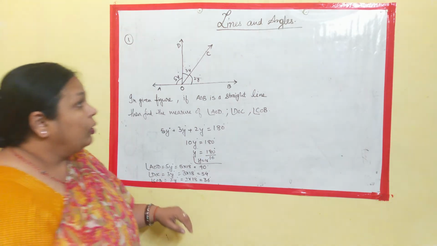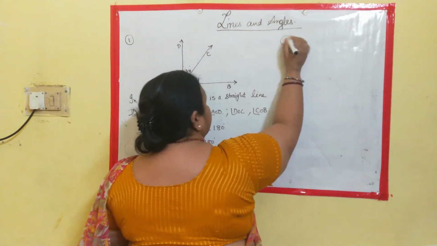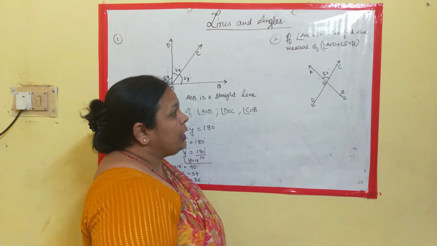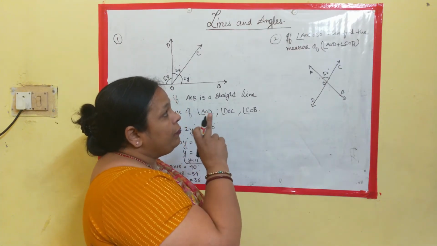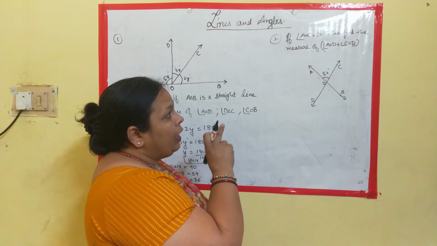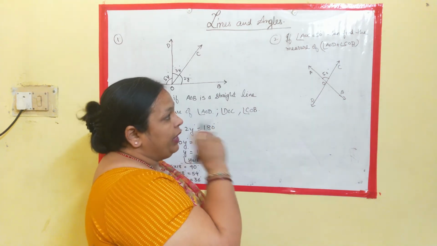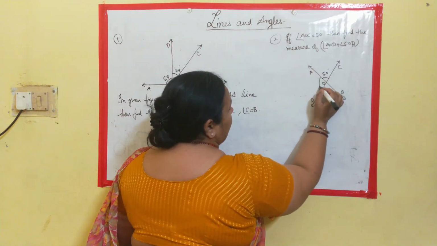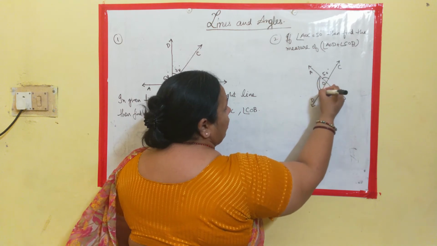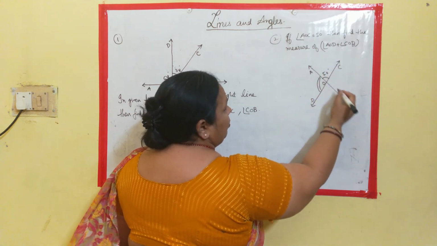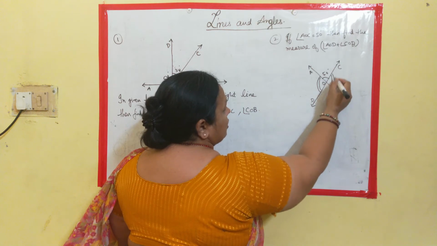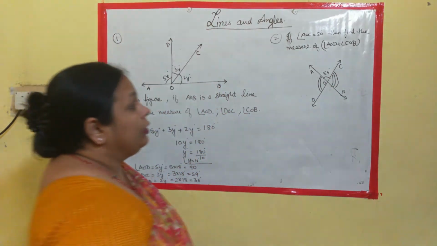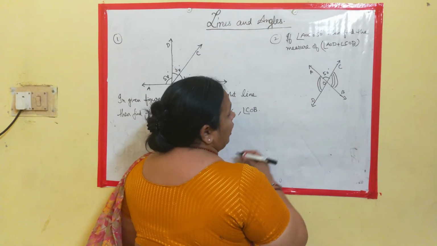Clear? Now moving to the second example. The second example is: if angle AOC is given to be 50 degrees, then find the measure of angle AOD and COB. Clear? We need to find the measure of AOD, this one, and this is the second one, and the third one is COB.